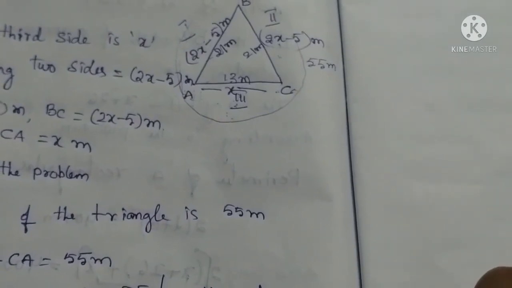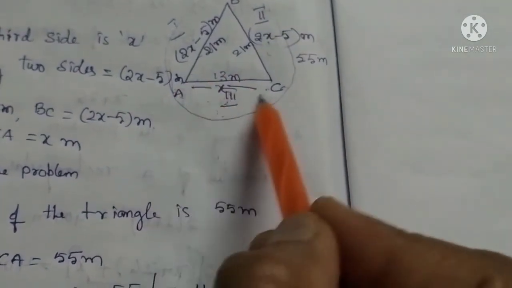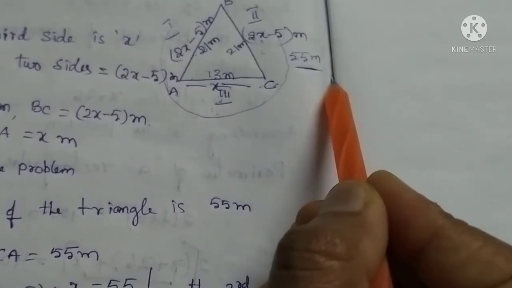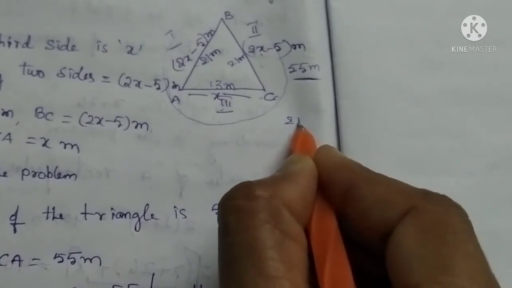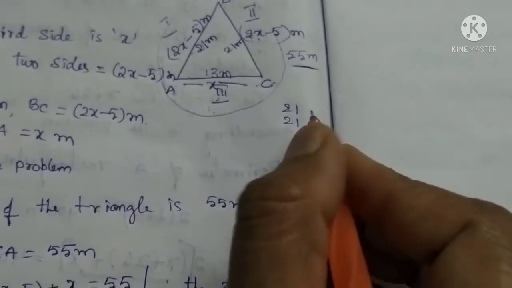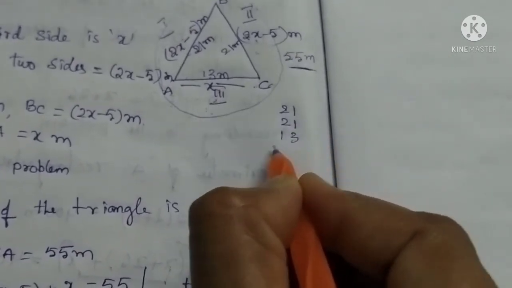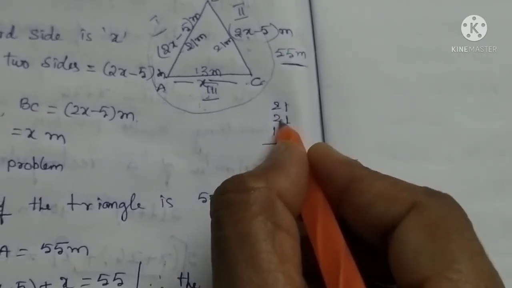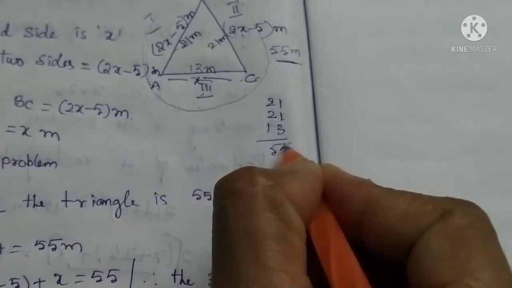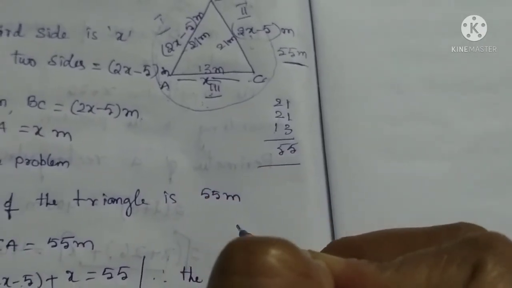Now observe whether it is correct or not. The perimeter is 55, meaning AB plus BC plus CA. AB is 21, BC is 21 and CA is 13. 3 plus 1 is 4, plus 1 is 5. 1 plus 2 is 3, 3 plus 2 is 5. 55. Correct, yes?